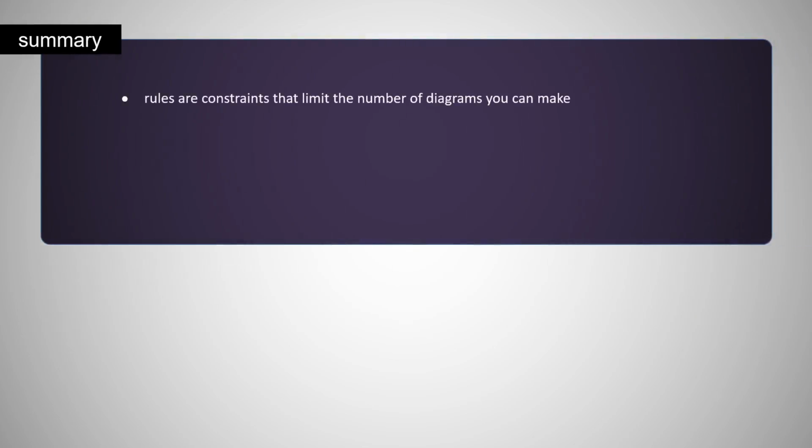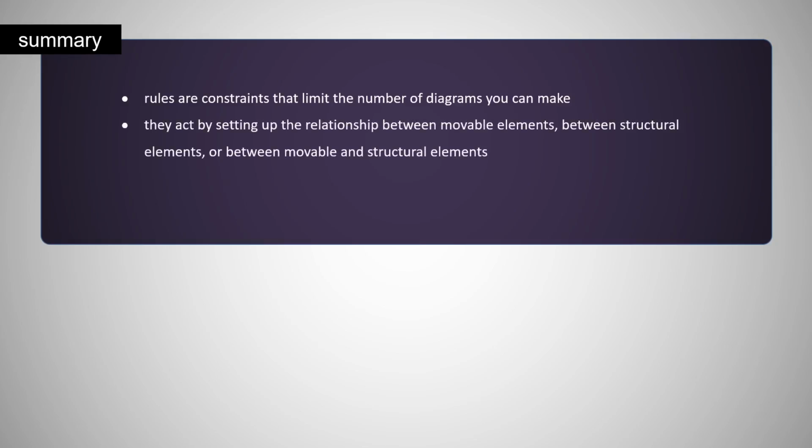Okay, so quick summary. Rules are constraints that limit the number of diagrams you can make. They act by setting up the relationship between the movable elements, between the structural elements, or between movable and structural elements. And the best way of dealing with them is by symbolizing them or abbreviating.